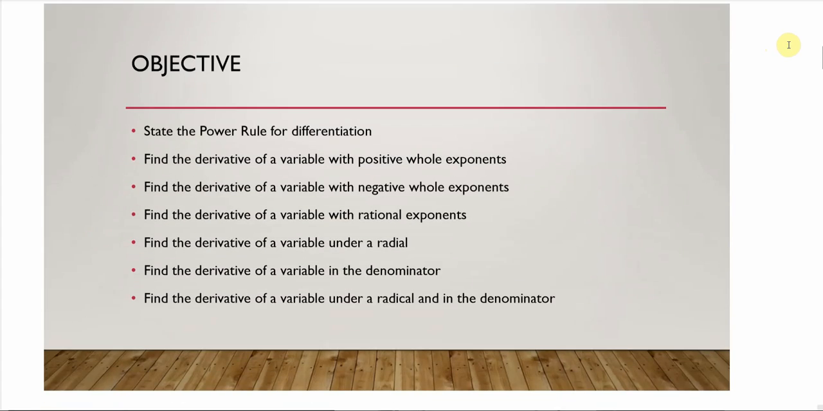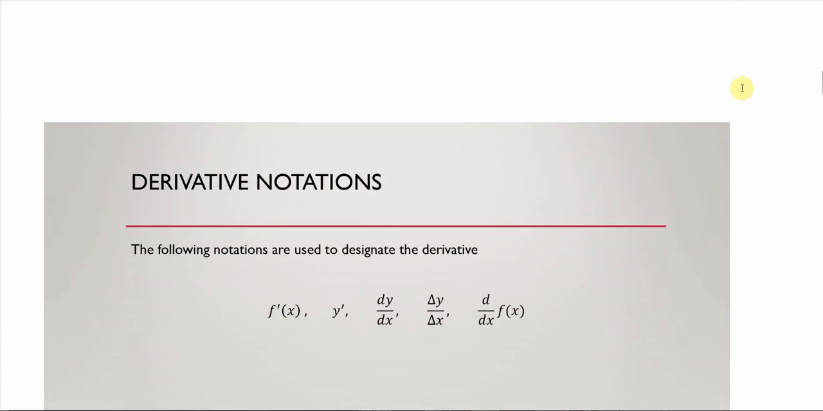Let's look at the objective. Let's state the power rule for differentiation. Find the derivative of a variable with a positive whole number. Notice that we're going to start off with the power rule. You've got to state it. Then we're going to start off with positive whole numbers. Then we're going to change them to negative whole numbers. Then we're going to go to rational exponents, that means fractions, right? And then we're going to say those that are under a radical. And then if they're in the denominator, and then if they're in the denominator but also under the radical. So we're going to be building up. All right, so let's go ahead and state the power rule.